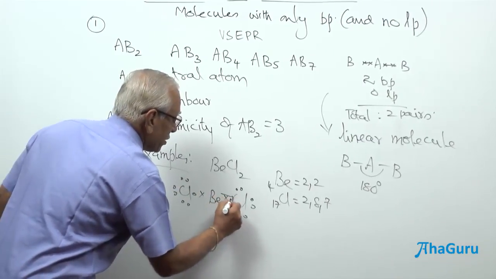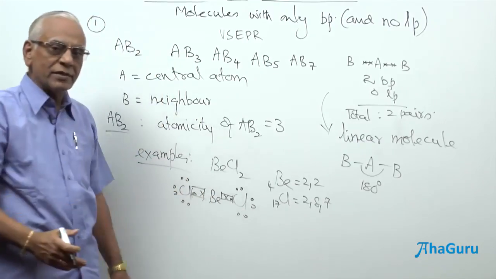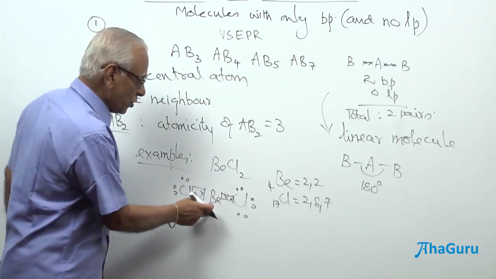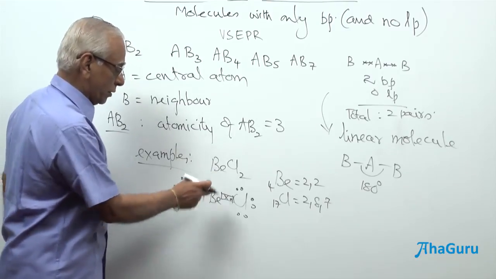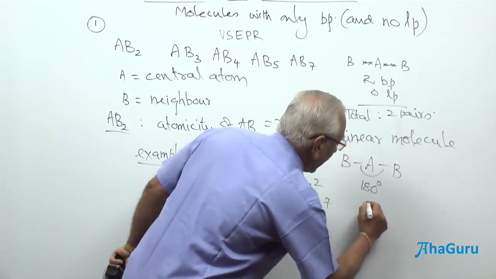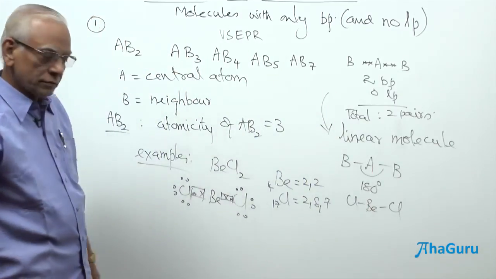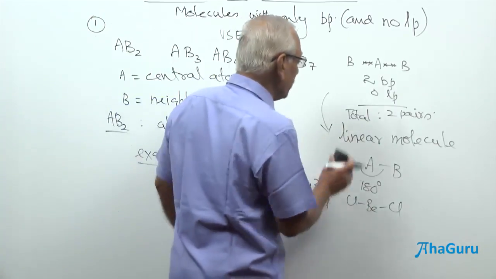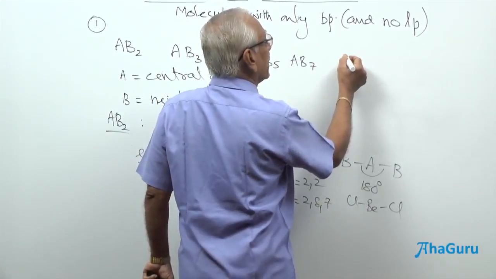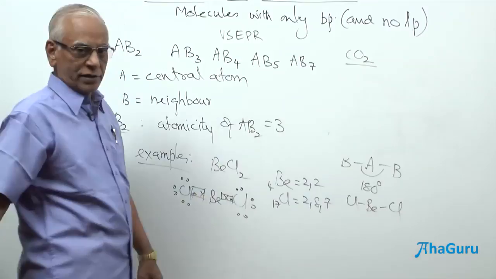So, there is going to be sharing of this pair and sharing of this. Now, look at this beryllium here. Beryllium has no unpaired electron, no lone pair. Therefore, there are only 2 pairs of an electron. Therefore, the shape of beryllium chloride must be a linear molecule. And my dear students, I shall give you one more example of a linear molecule: carbon dioxide, CO2.